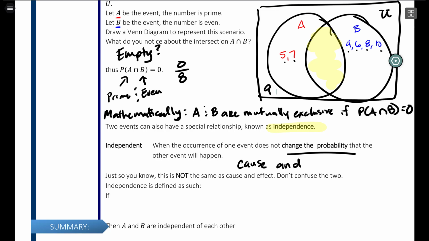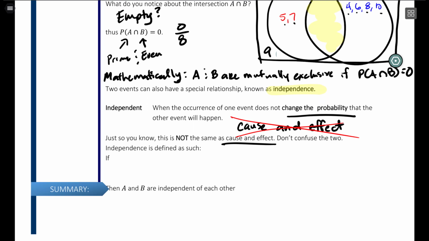or moreover, if they're independent, A affects B in some way. It's very common for students to start thinking about this in terms of cause and effect, and actually, that's not really true. Cause and effect has a different type of meaning. But independence is related to the word association, and we'll address that a little bit later on in the course. So just so you know, this is not the same thing as cause and effect. Don't confuse the two.